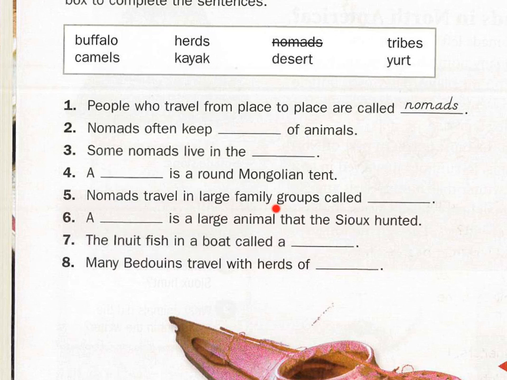Nomads travel in large family groups called tribes. A buffalo is a large animal that the Sioux hunted. The Inuit fish in a boat called a kayak. Many Bedouins travel with herds of camels.